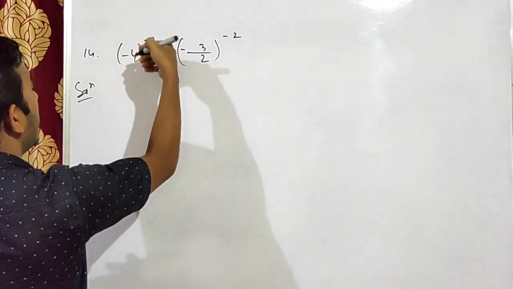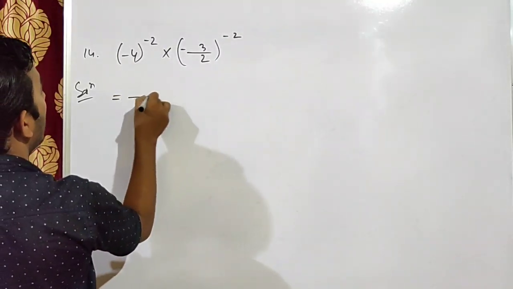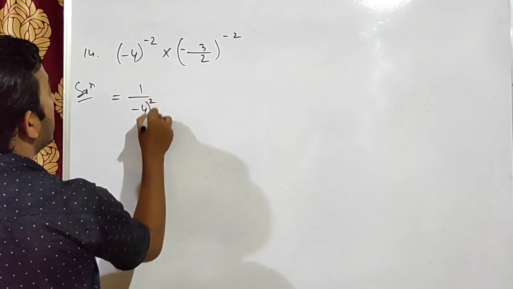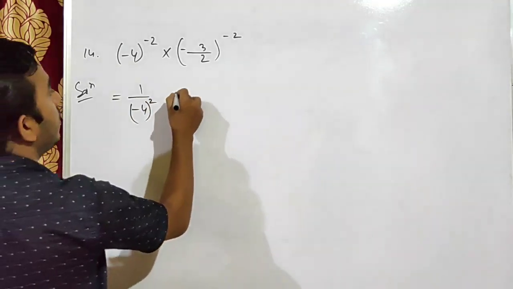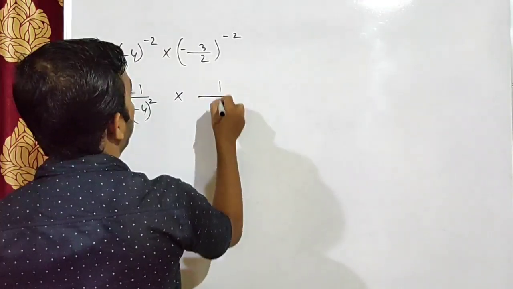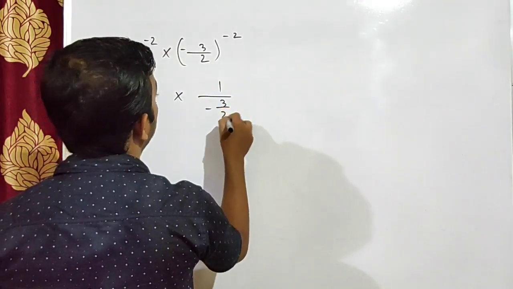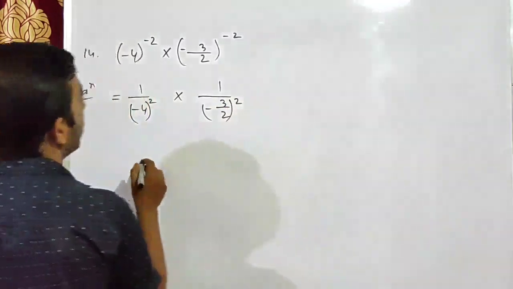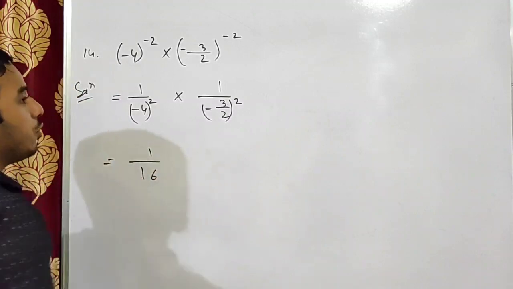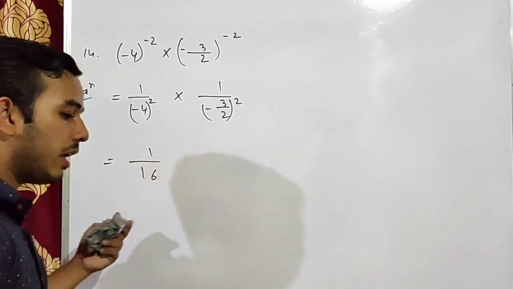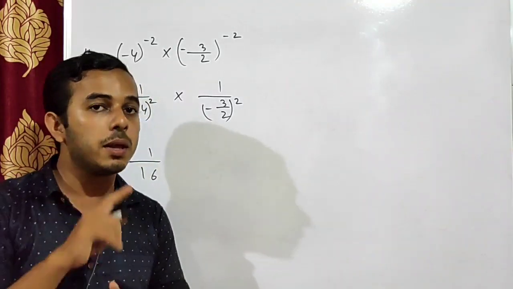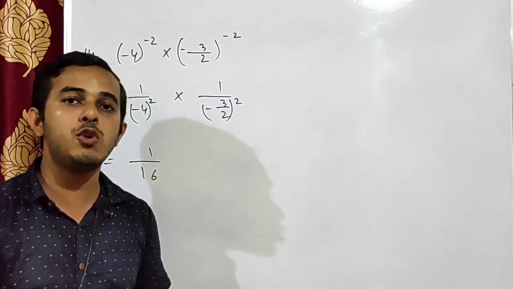So here, a to the power minus n can be written in the form 1 by a to the power n. So 1 by minus 4 to the power 2, into 1 by minus 3 by 2 to the power 2, like this, right? So it will be 1 by 16. Minus 4 to the power 2 means what? 16. From the beginning I am telling you that if the base is negative and the power is even, the result will be positive.